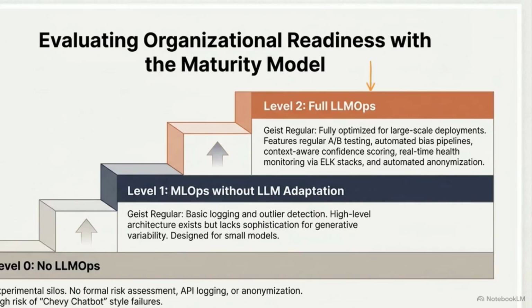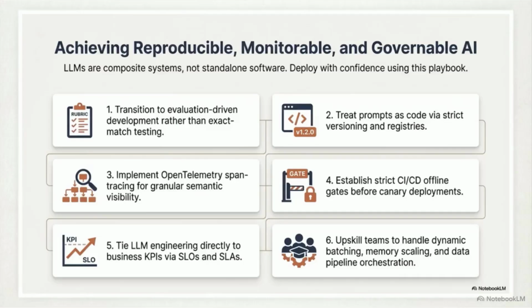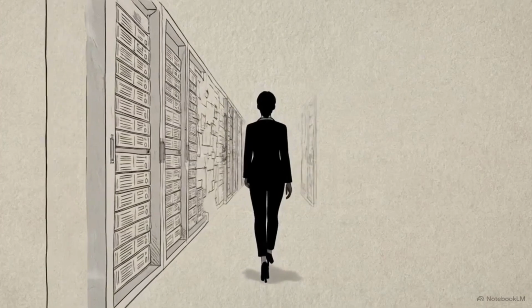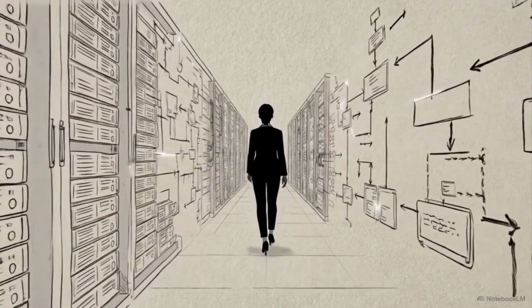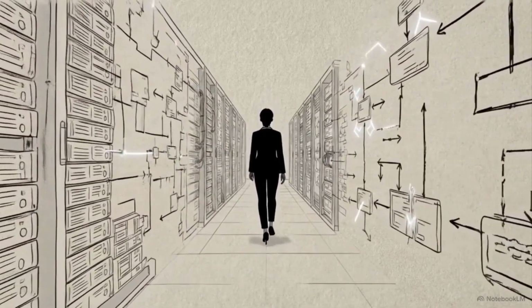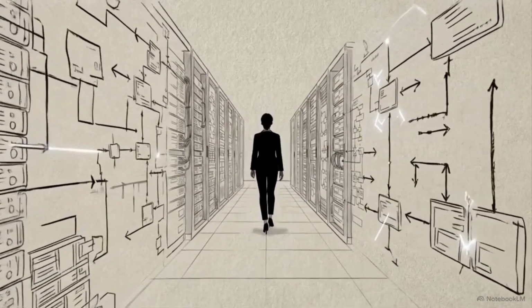This graphic summarizes the definitive playbook required to reach that top level. It demands a transition to evaluation-driven development, establishing strict offline gates for deployment and upskilling teams to handle dynamic scaling. Reliable generative AI deployment requires a rigorous operational discipline that moves beyond the experimental sandbox into reproducible, monitorable, and governable infrastructure.